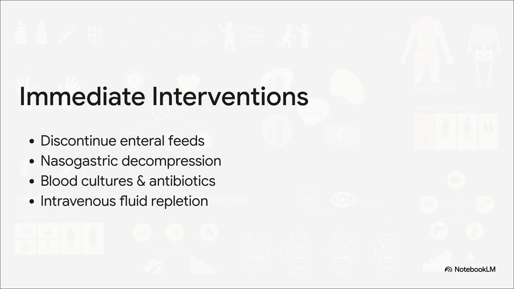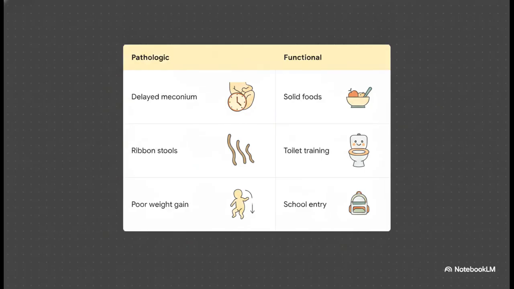Because these preemies are at an extremely high risk for lethal septic shock, you have to act instantly. Stop enteral feeds immediately, get blood cultures, then start empiric broad-spectrum antibiotics right away. You also need to initiate nasogastric decompression and IV fluids and keep a super close eye out for any signs of bowel perforation.